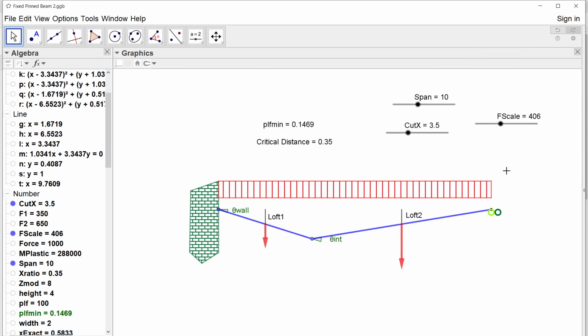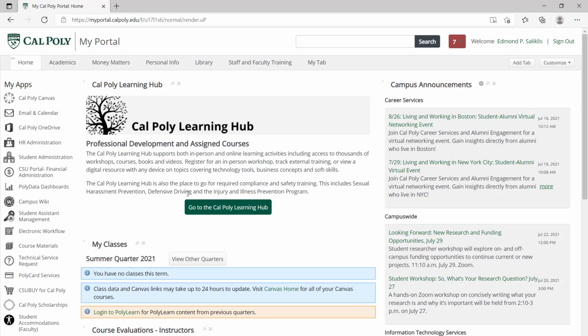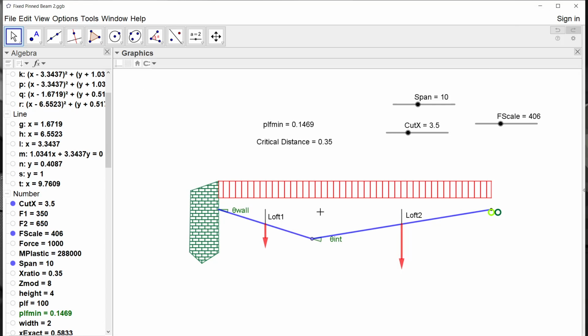Here's something that I think is promising. I have a beam that is fixed at the left end here in the wall. There's a roller at the right end, so we call that the propped cantilever. It's subjected to a uniformly distributed load, and what I want to do is determine where the plastic hinge forms in the span of the beam.